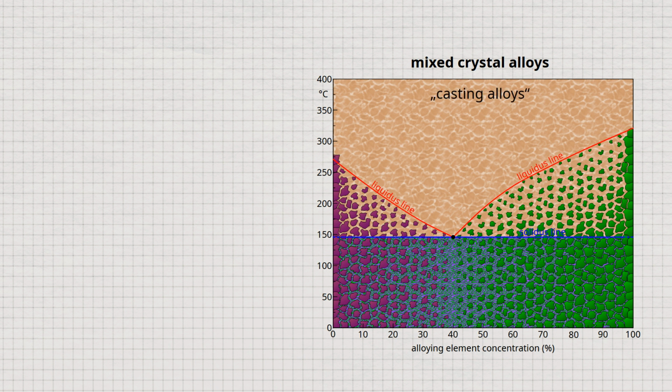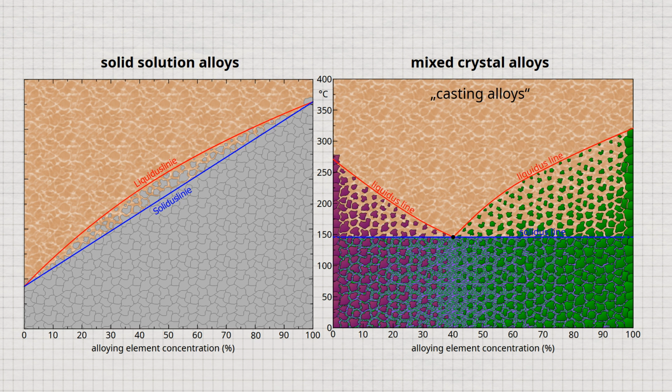However, due to the presence of two phases, the microstructure is relatively inhomogeneous and has limited suitability for cold forming, as stress peaks can occur at the phase boundaries, leading to cracking. In contrast, solid solution alloys generally have a homogeneous microstructure because the components are completely soluble in one another. Solid solution alloys therefore generally show better forming properties and are therefore also referred to as wrought alloys.